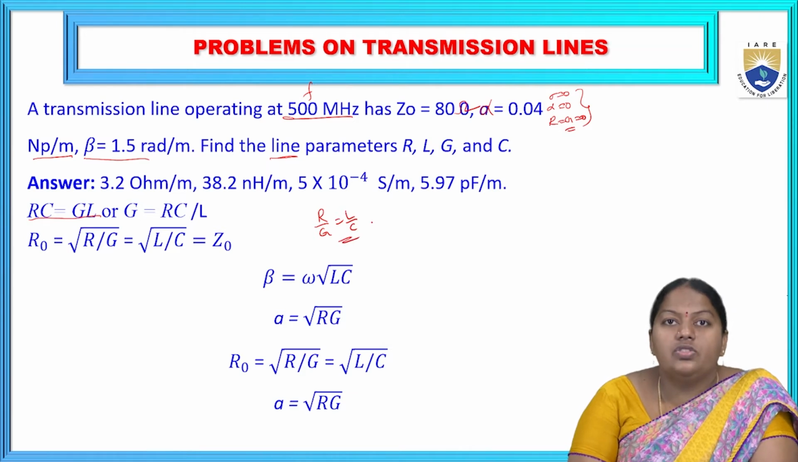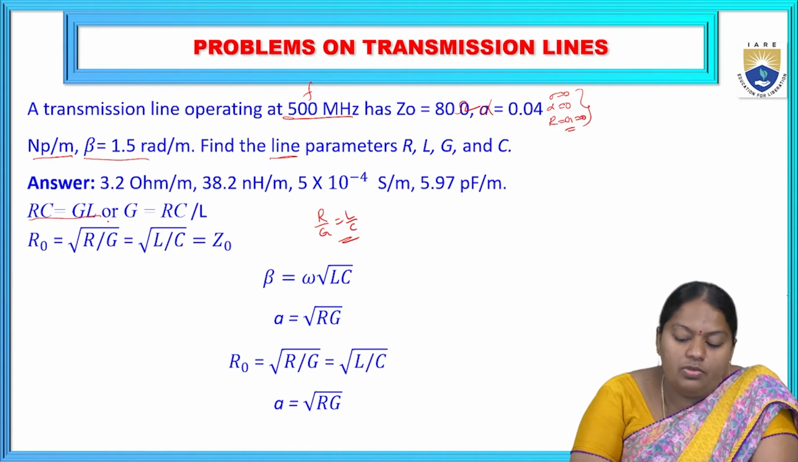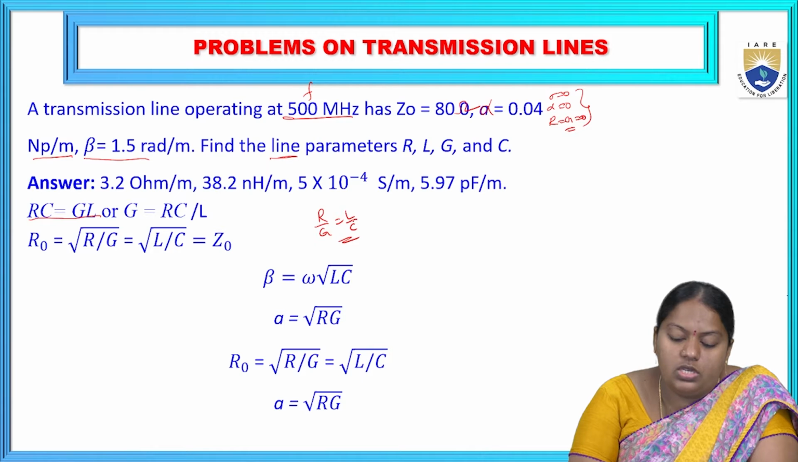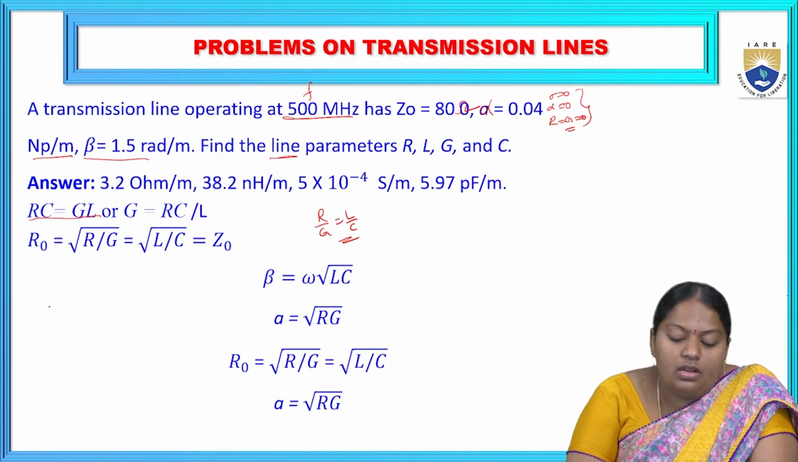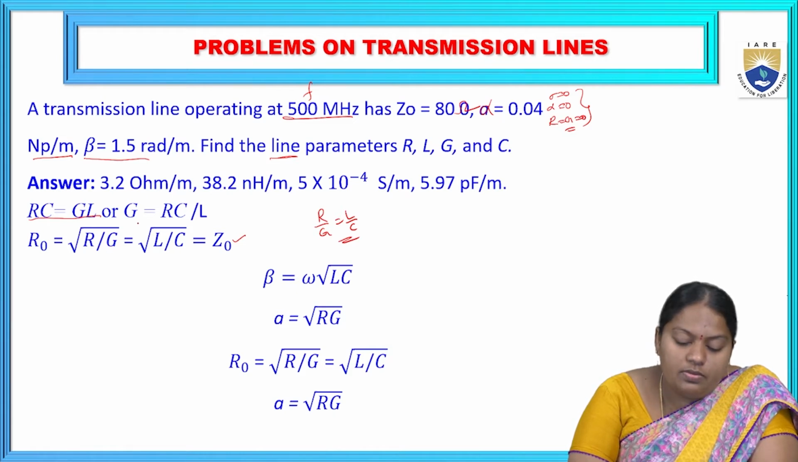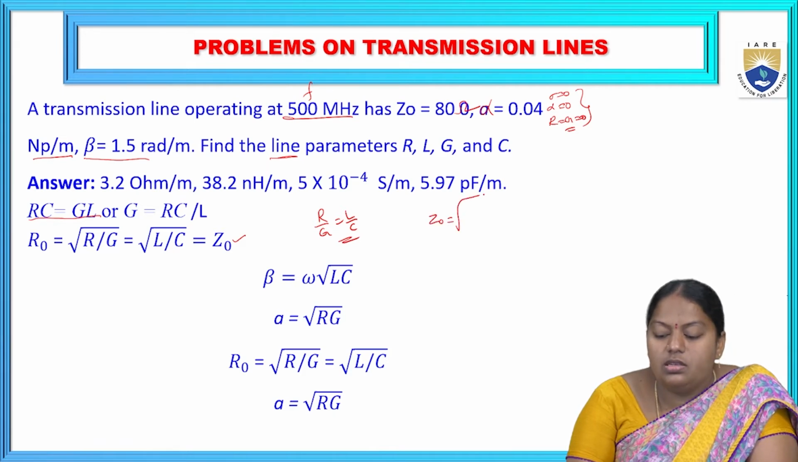The condition for a distortionless transmission line is given by R by G equal to L by C. Or simply if we multiply these two, RC equal to GL, or G equal to RC by L. Now from this, characteristic impedance Z0 is equal to root over L by C or root over R by G. Right? So why? Because for a distortionless transmission line, if you substitute over here, Z0 is equal to root over R plus j omega L by G plus j omega C.